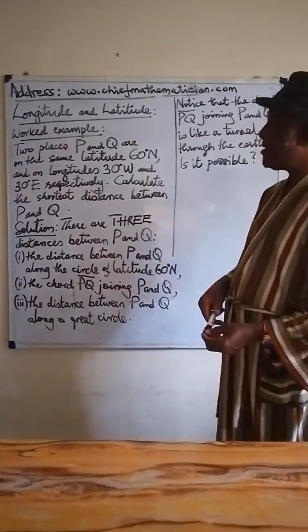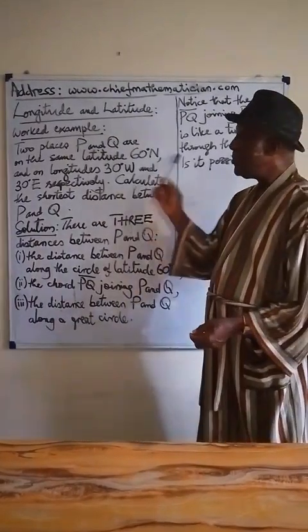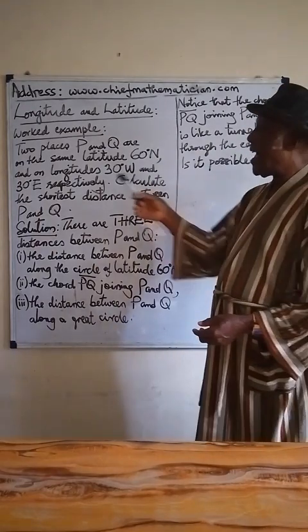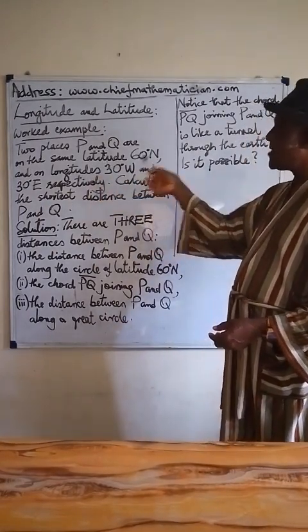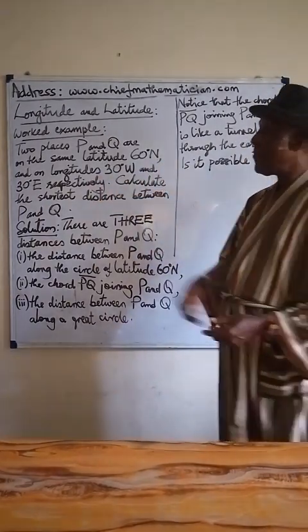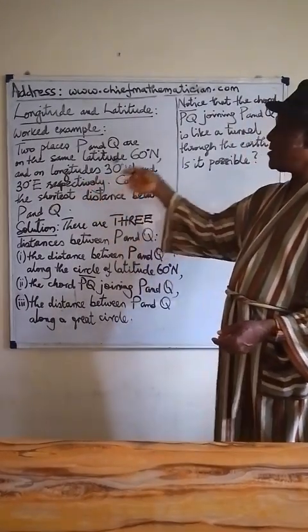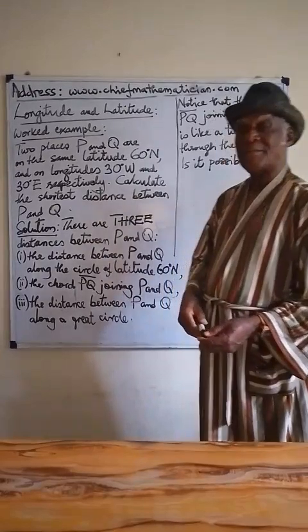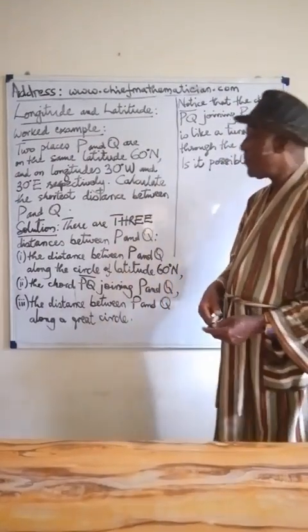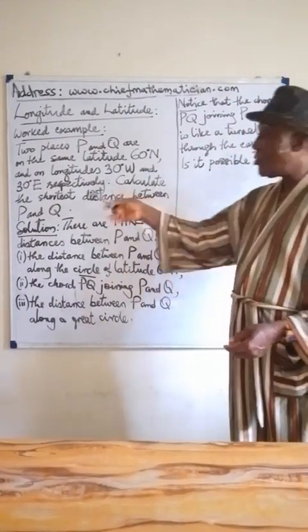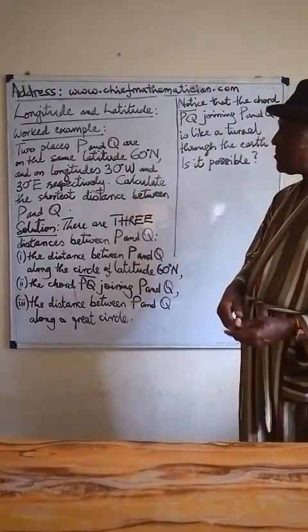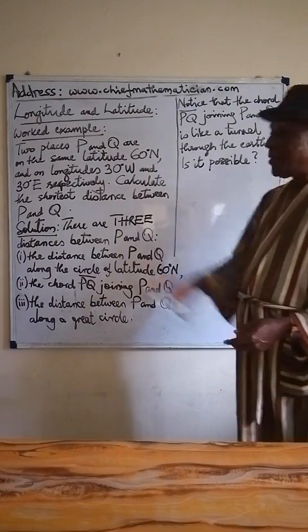So, what example? Two places P and Q are on the same latitude, 60 degrees north, and on longitudes 30 degrees west and 30 degrees east, respectively. Calculate the shortest distance between P and Q. Solution.